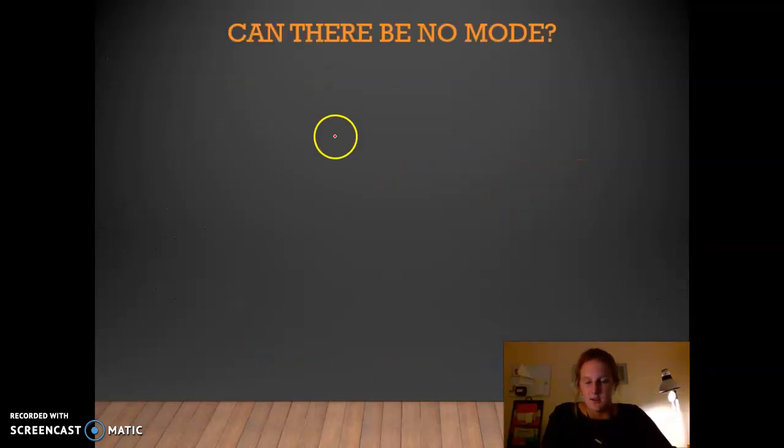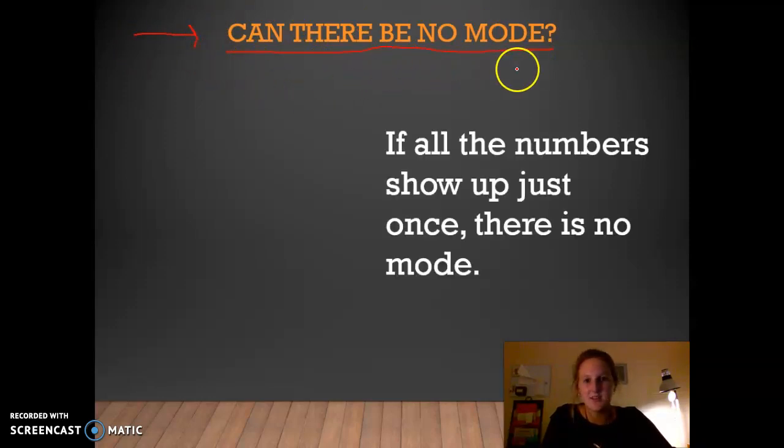A good question is, can there be no mode? And so maybe pause and think on this. Can a data set have no mode? So you can pause, but I will tell you the answer. Yes, if all the numbers show up just once. So if there's no numbers that are repeated, there is no mode.